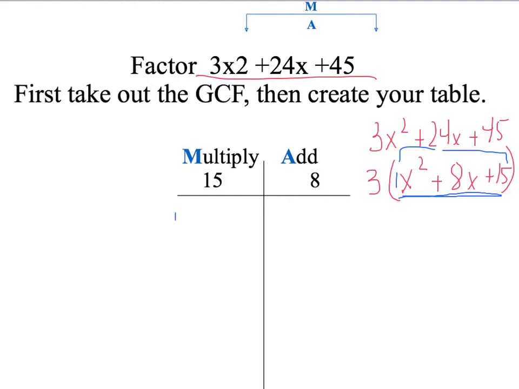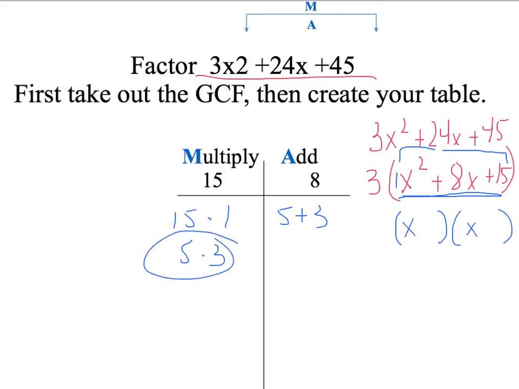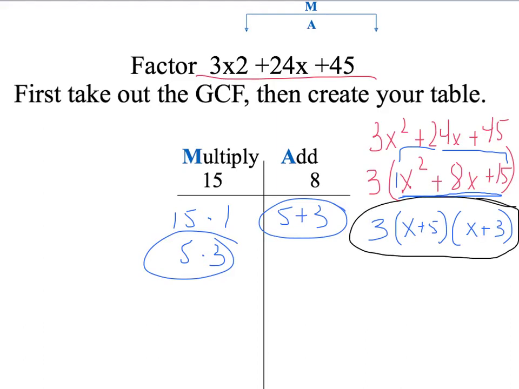So let's think about 15 times 1. No, that won't get me to 8. 5 times 3 will, because 5 plus 3 is 8. So in trinomials with coefficient of 1, we just have x and x. And then they're both positive. Positive 5 and positive 3. So plus 5, plus 3. And then we still have to bring down our coefficient here of 3. Okay? So in this case, I took out the greatest common factor first, and then factored the trinomial. And your final factoring will be right here.